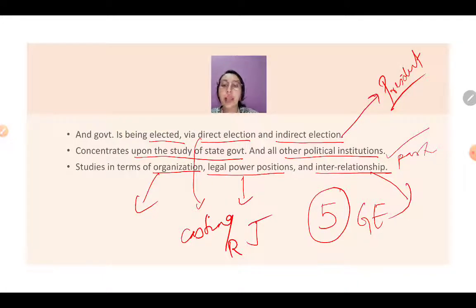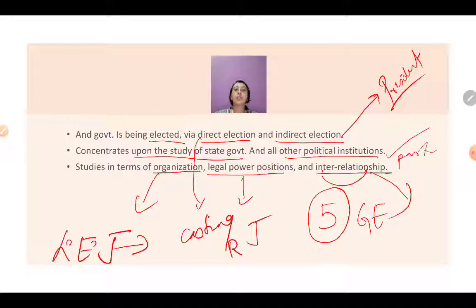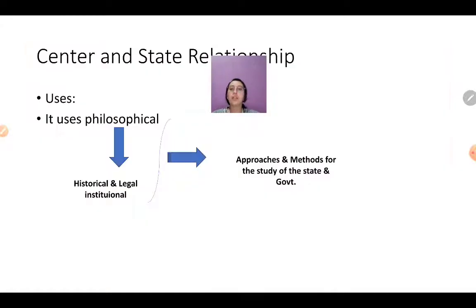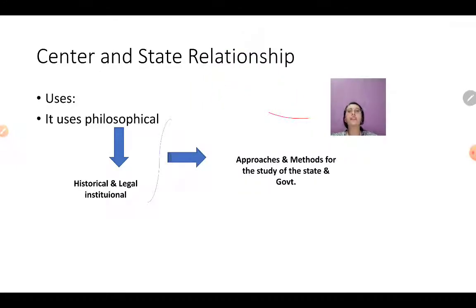The organizations in our country are the legislative, executive and judiciary. The legal power is held by the judiciary, and there is interrelationship between the legislature, executive and judiciary. This is how the state controls the government. Now let's also talk about the center and state relationship. This is just a small topic in traditional political science, but the center has a certain relationship with the state, and the state too has a certain relationship with the center. Don't get confused with this one, this is just an extra. Now coming to the main topic.